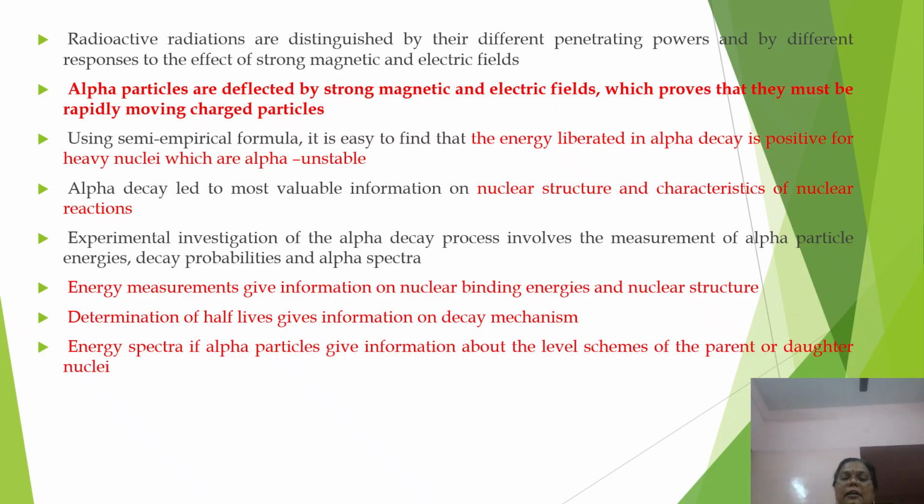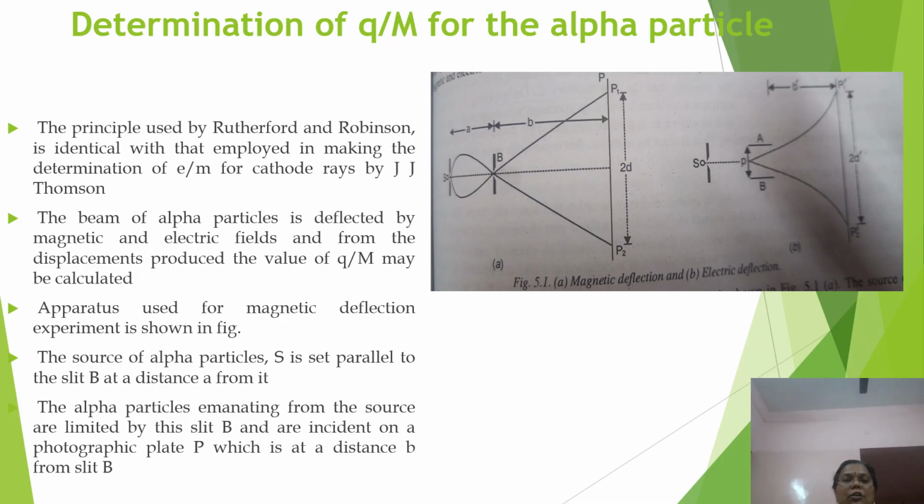Apart from this, the nuclear binding energies and the nuclear structure information are derived from the energy measurements, and the determination of half-lives gives information on the decay mechanism. The energy spectra of the alpha particles give information about the level schemes of the parent or the daughter nuclei.